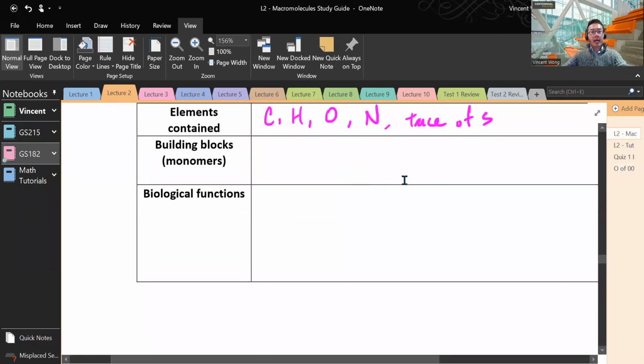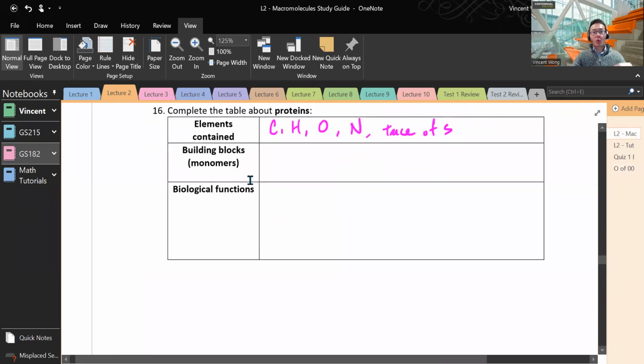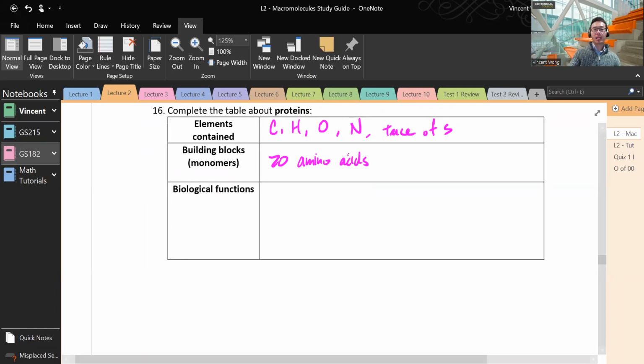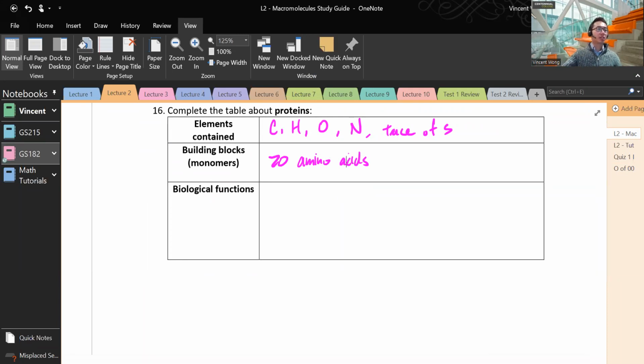All right. Building blocks. We have the 20 different amino acids, right? 20 amino acids. 12 of them are non-essential, meaning your body can make them, and 8 of them are essential, meaning you will have to consume it from your diet.